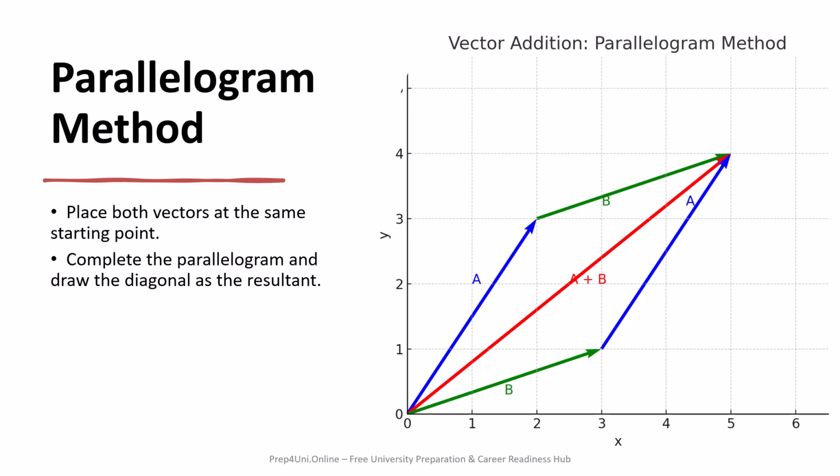In the parallelogram method, both vectors start from the same point. Imagine completing a parallelogram using the 2 vectors as adjacent sides. The diagonal of the parallelogram represents the resultant vector. This method is especially useful when 2 forces or velocities are acting from a common origin.